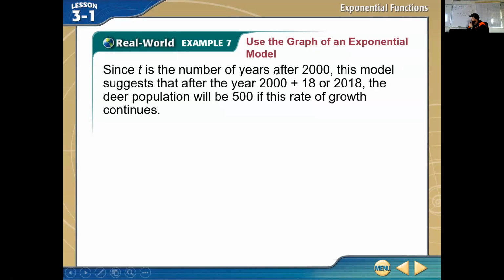Okay, so since T is the number of years after 2000, plus 18 is 2018. Like I said, it's a half a year, so roughly around the year 2018 in the month of June or July. So approximately 18 years would be our answer.